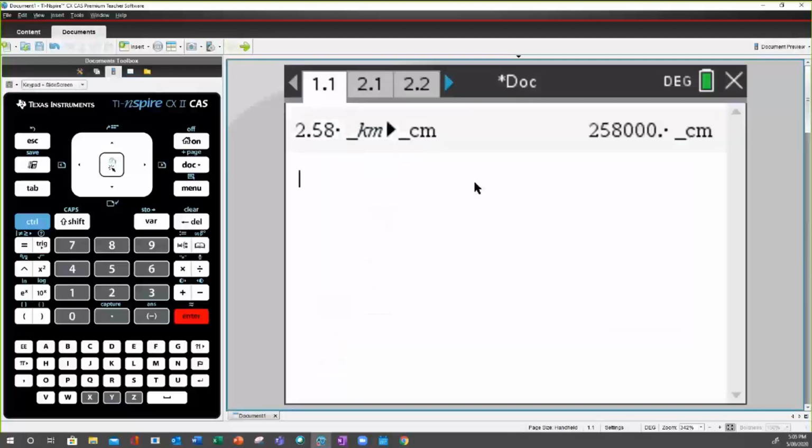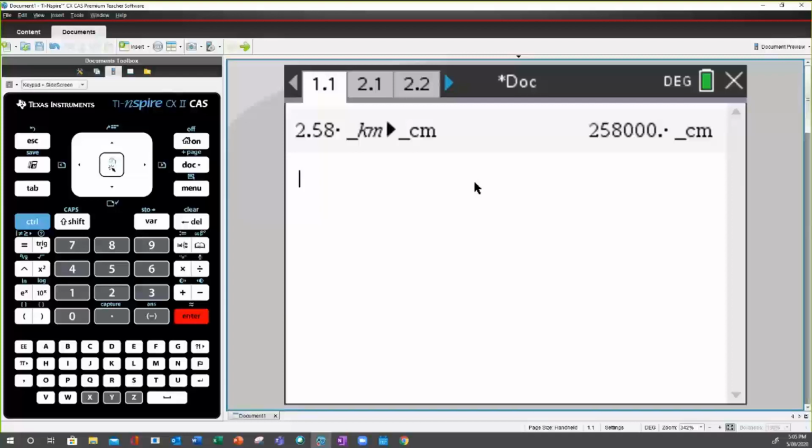Press enter, and there you go. 2.58 kilometres is 258,000 centimetres. Now, a shortcut is that you don't have to necessarily go into the catalogue button every single time. Let's do the next one without doing so. Well, without doing so much.